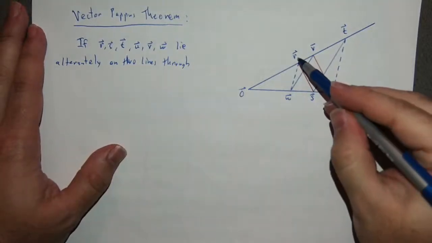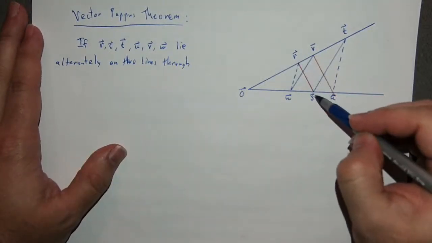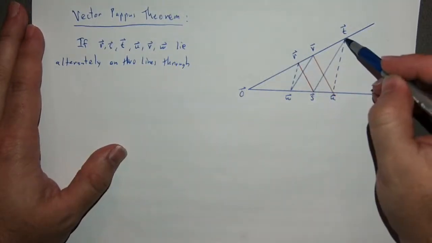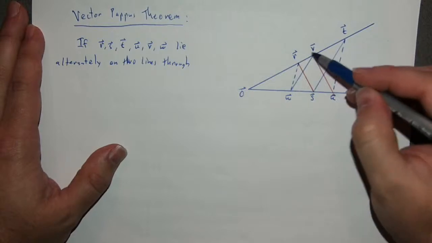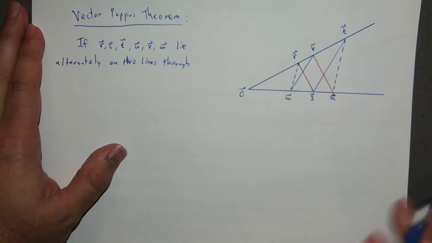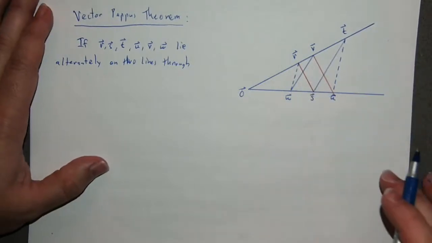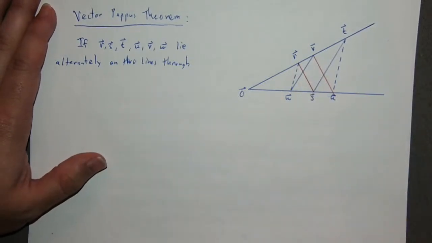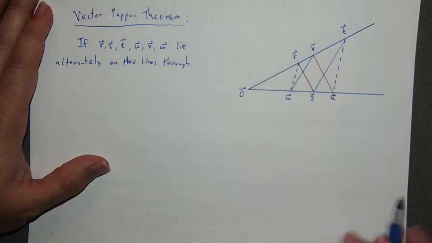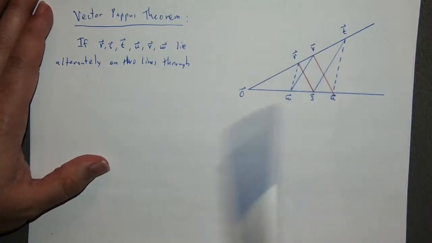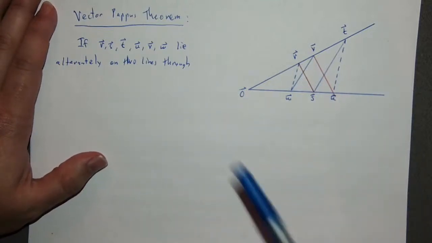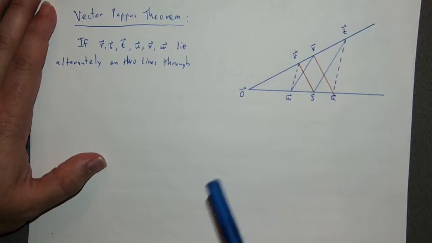So R is on one line, then S is on the other line, then T is on the same line, then U is back to the second line, then V is on the first line, and W is on the second line. I know that that's a little confusing to use, but it's better than saying, look, here's the Pappus configuration. Typically when you're dealing with Pappus theorems, we will say exactly that. We'll say consider the Pappus configuration. Okay, so say they lie alternately on two lines through 0.